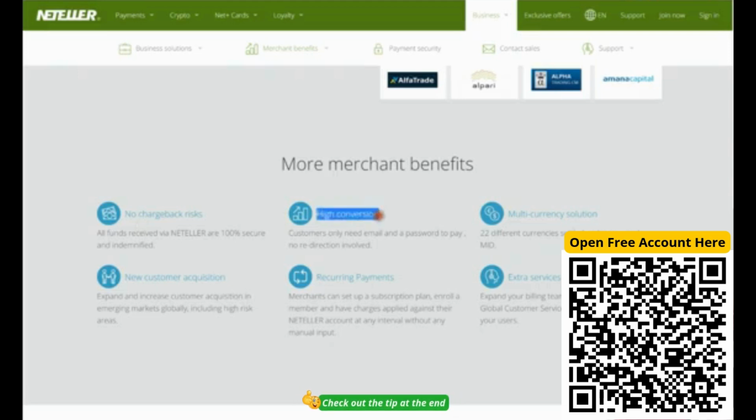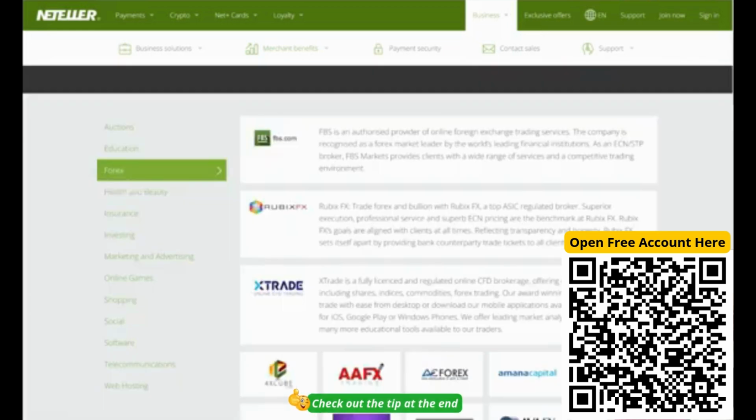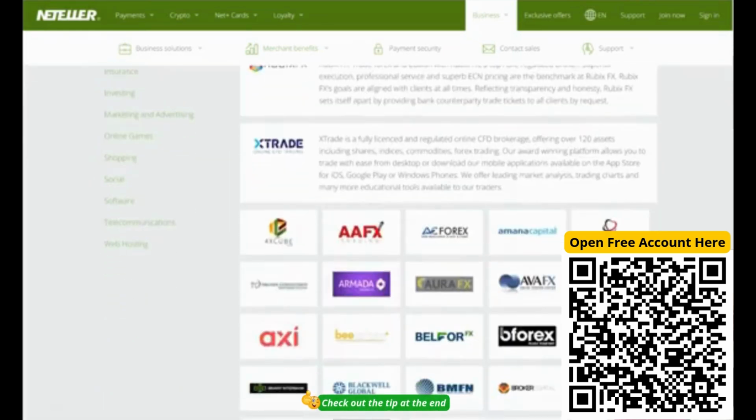High conversion, multi-currency solutions, and even recurring payments could be really useful if you have, for example, a subscription plan. And in that way, if the customer pays using Neteller, you will get all that sold all in one place, so the people are going to keep paying the subscription plan using Neteller, and you can acquire more customers. Here you have the full directory of the merchants that are currently available in Neteller.